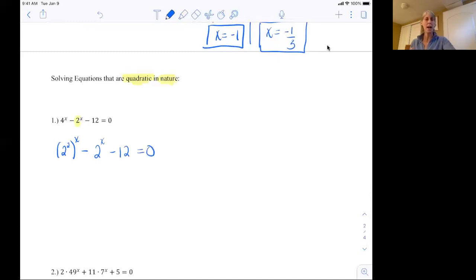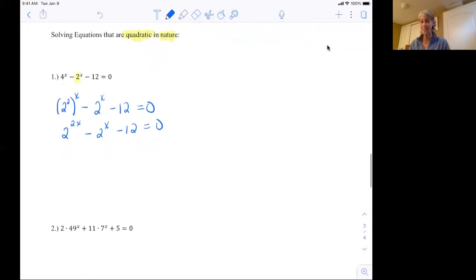And when I have 2 squared raised to the x power, when I raise a power to a power, remember, it's the same as multiplying. Now, that doesn't necessarily help me, but this step might. Instead of writing 2 raised to the 2x, now let's apply those laws of exponents again and rewrite this power. And instead of writing 2 raised to the 2x, 2 to the x squared minus 2 to the x minus 12 equals 0.